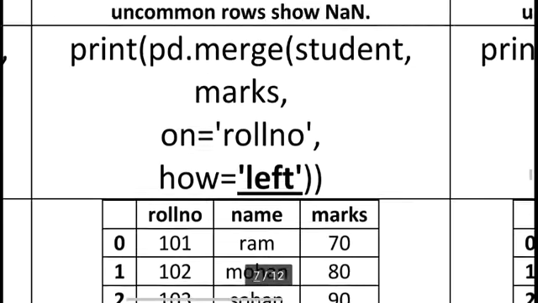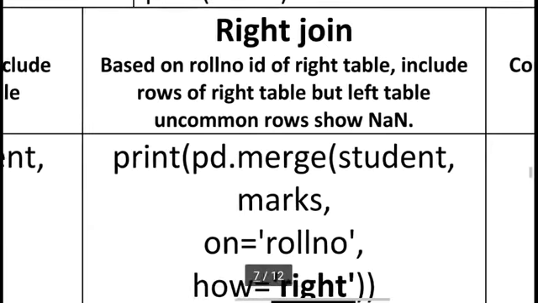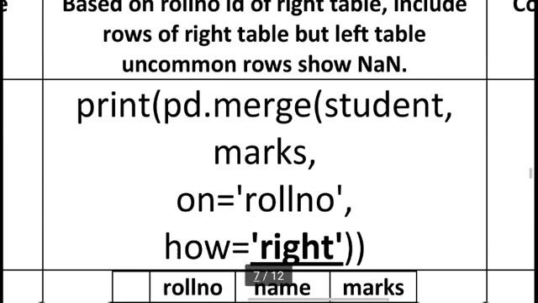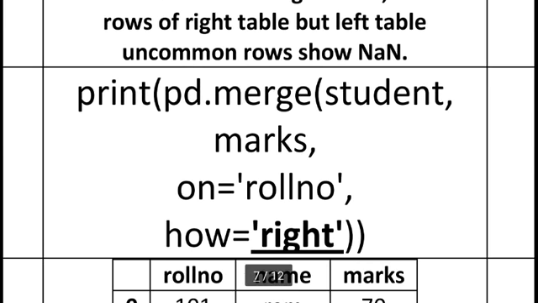Okay, here I am using a right join. So based on the roll number ID of the right table, here the right table is our marks table. According to the marks table, you can see our final output. It includes the rows of the right table but the uncommon rows of the left table show NaN. So here you can see pd.merge student comma marks. The important thing here is that student is our left table and marks is our right table.